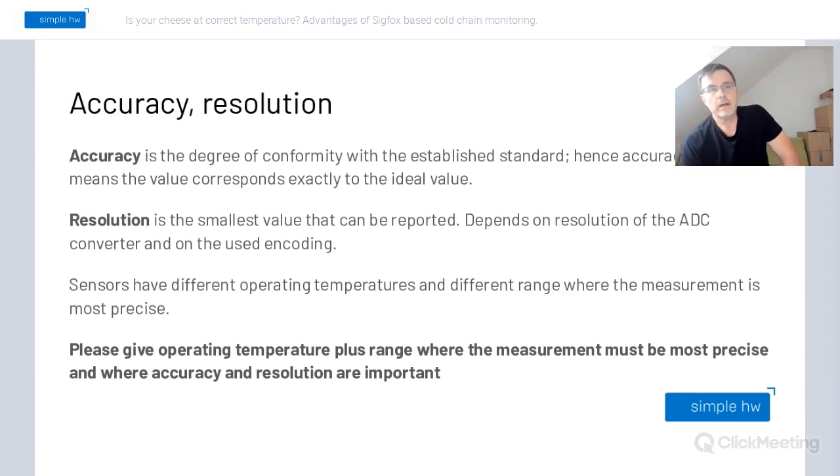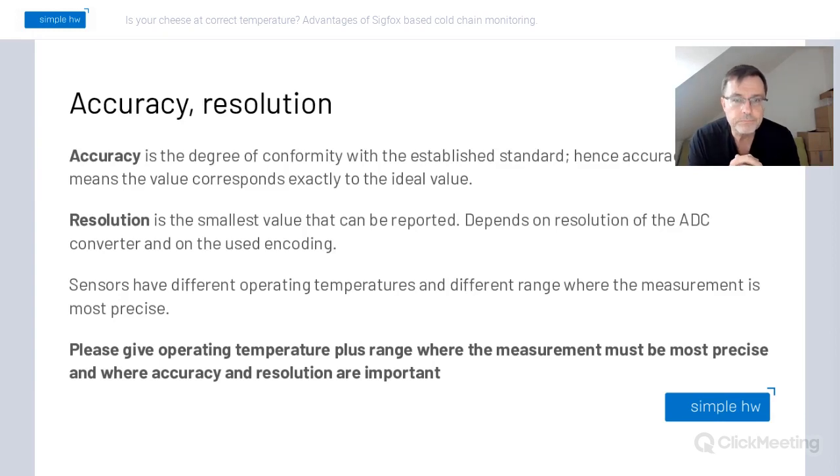What is important to understand is the concept of accuracy and resolution. Accuracy is the degree of conformity to a predefined standard, so precision. When the device reports that the temperature is 1 degree and the real temperature is 0 degrees, the accuracy is plus minus 1 degree. That's the accuracy. It's different from resolution. Basically, resolution, if you take the traditional thermometer that measures body temperature, are the small ticks that tell you what is the smallest value that you can read from the thermometer.